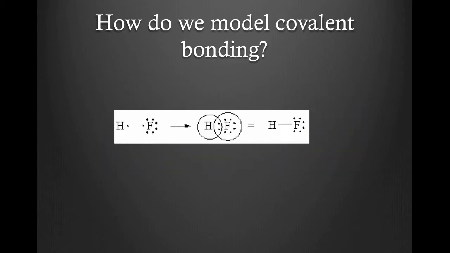Now let's look at a Lewis structure for 2 different elements coming together. Hydrogen with its 1 valence electron, fluorine with its 7 valence electrons, coming together to form hydrogen fluoride. The fluorine now has 8 valence electrons, and hydrogen has its 2 valence electrons, the noble gas configuration of helium. And so I convert the 2 dots representing the electrons that are shared into a line, and this would be the Lewis structure for hydrogen fluoride.